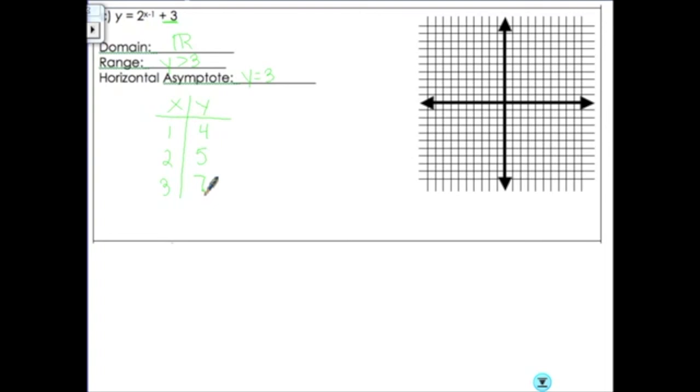Now let's plot my points. I know I have a horizontal asymptote at y is equal to 3. I also know I have a point at 1, 4, 2, 5, and 3, 7. And I can now plot my graph.